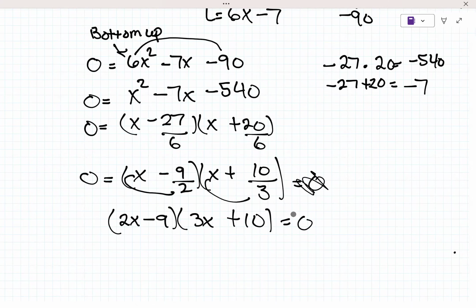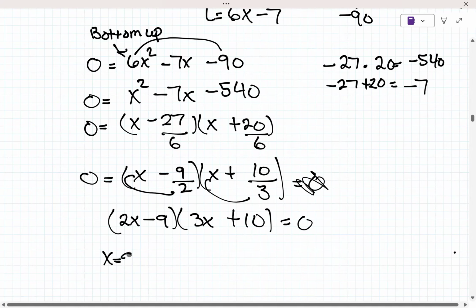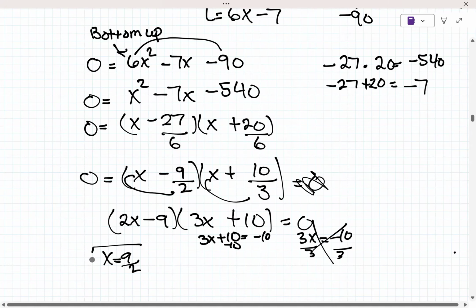Okay. And then when you actually solve for it, you are going to get x equals 9/2. And over here, I don't think we could ever use this one, because this will give you a negative length, right? 3x plus 10 equals 0. Subtract 10, get 3x equals -10, divided by 3. So this can't work because you can never have a negative length. So we'll use x equals 9/2, but this is not our answer. It just tells us what x is.